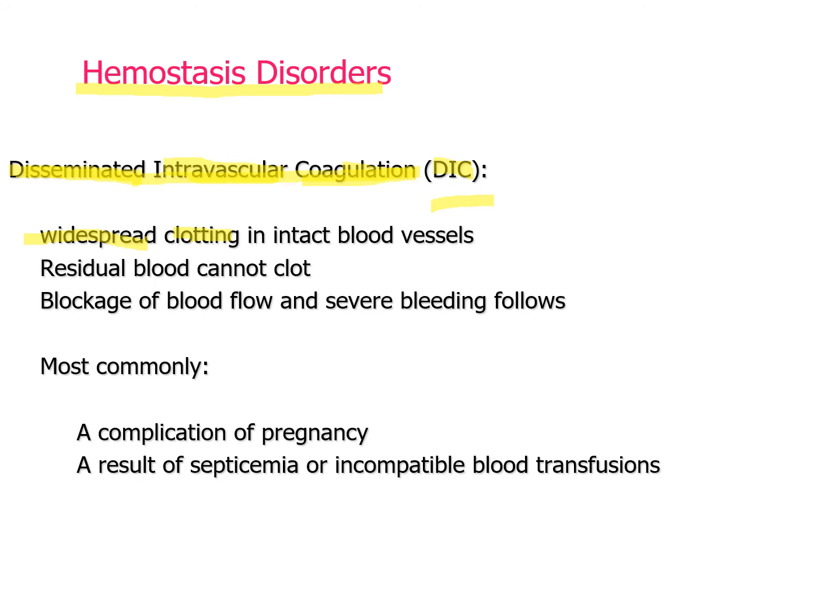If they do have any tear anywhere, they will get bleeding. This is a very, very potentially fatal complication in pregnancy right after delivery. It can occur for other reasons. It can be associated with septicemia, which is the presence of growing microorganisms, bacteria, in the bloodstream. They could trigger it. Or an incompatible blood transfusion where the blood is not matched properly.